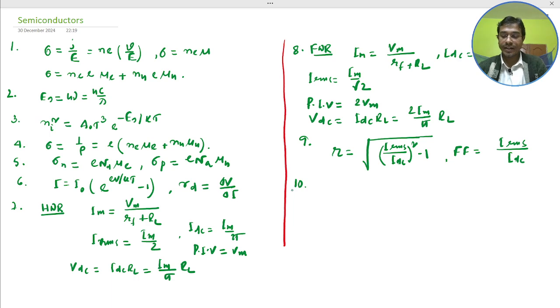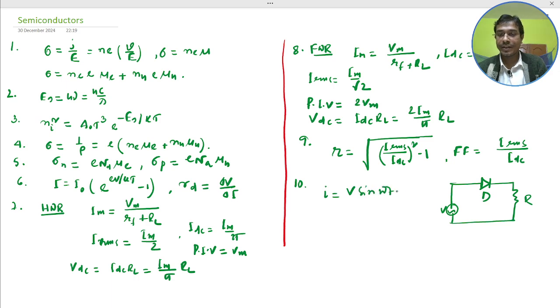Next, the PN junction as a rectifier. This is a diode with a resistance and an AC voltage. This is V, this is the diode and the resistance R. So the current I would become V sin(omega t plus phi) divided by the total R plus R junction.